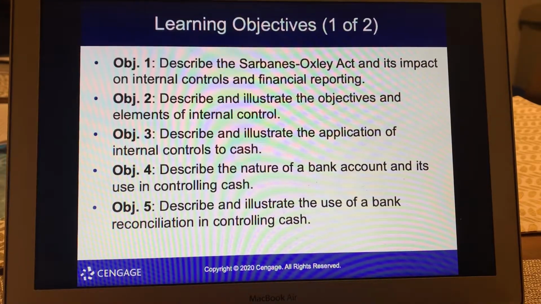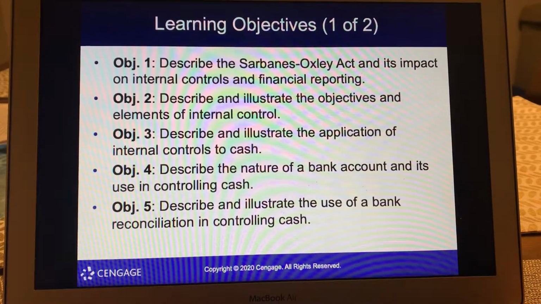So the learning objectives: describe the Sarbanes-Oxley Act and its impact on internal controls and financial reporting. Describe and illustrate the objectives and elements of internal controls. Describe and illustrate the application of internal controls to cash. Describe the nature of a bank account and its use in controlling cash.